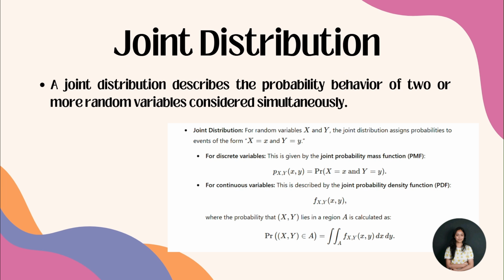So in probability, we often deal with more than one random variable at a time. For example, what is the probability that a student who scores high in maths also scores high in science? And what is the probability that a factory produces a defective product under specific conditions? So, joint distribution helps us study the relationship between these variables. It tells us how the probability of one random variable depends on another. In simple terms, it helps us understand the pattern between multiple factors.